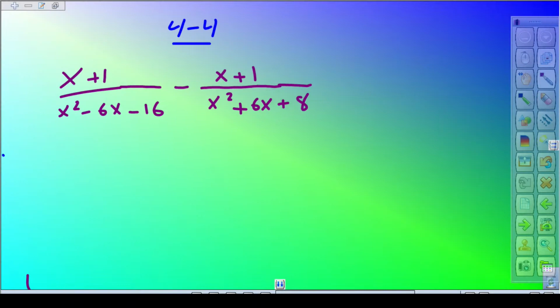Subtracting rational expressions. I have this example here: x plus 1 divided by x squared minus 6x minus 16, minus x plus 1 again, divided by x squared plus 6x plus 8. And we said that you can't subtract or add unless you have a common denominator, the least common denominator. So we're going to have to look for this least common denominator.